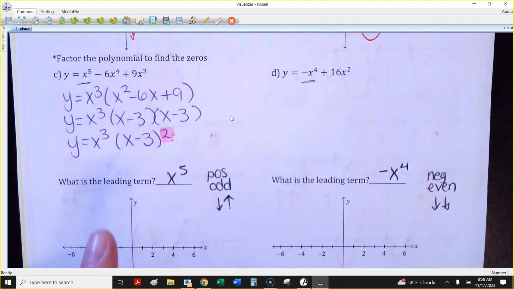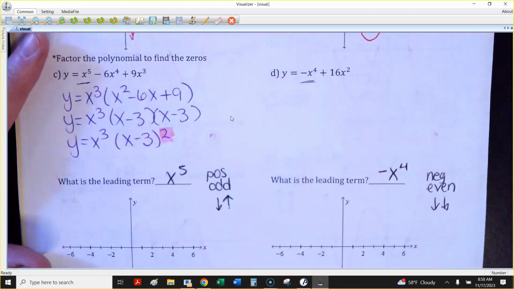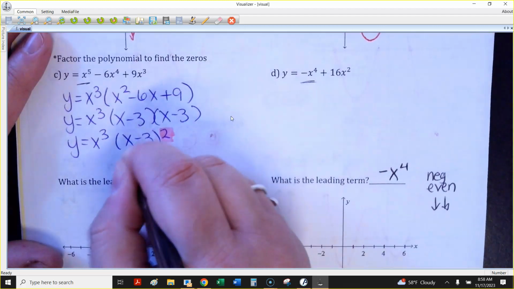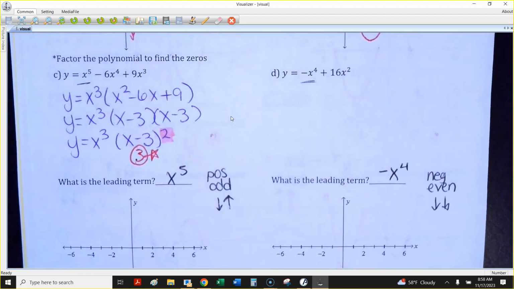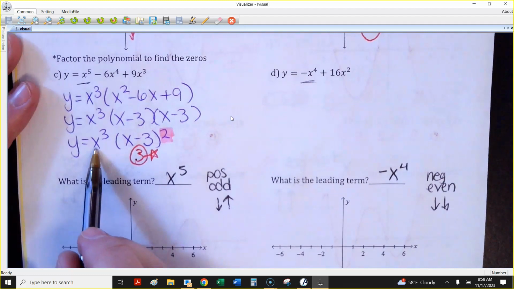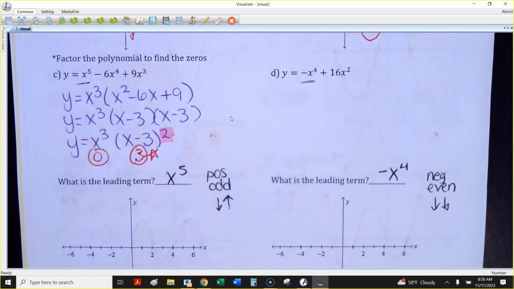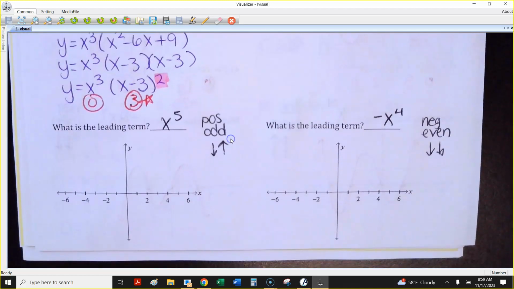I'm throwing things, sorry. So, let's grab a different color here. So 3, but I'm going to have a bounce on that. And then I have x to the 3rd, that would just be 0 as my zero. Do I have a bounce on that? No, because that's that 3rd power, that's odd. If it's odd, you're going to go through the x-axis. If it's even, you're going to bounce.